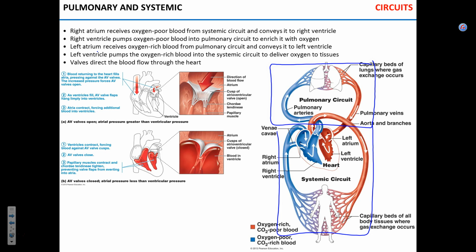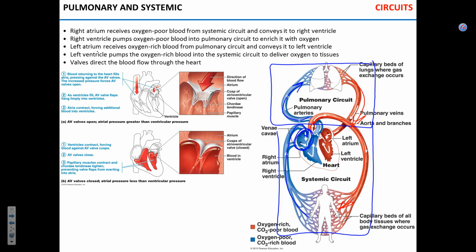Pulmonary circuit delivers oxygen-poor blood to the lungs and collects oxygen-rich blood from the lungs. Systemic circuit delivers oxygen-rich blood to the tissues and collects oxygen-poor blood from the tissues. Are you following me?